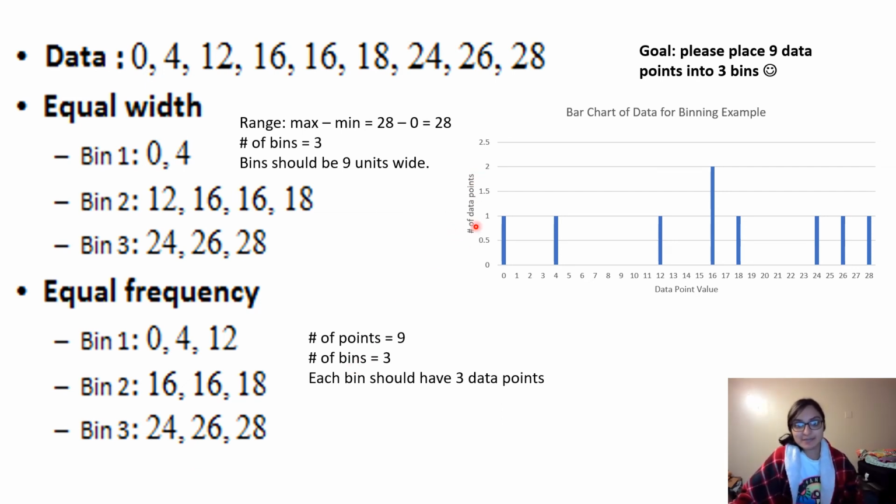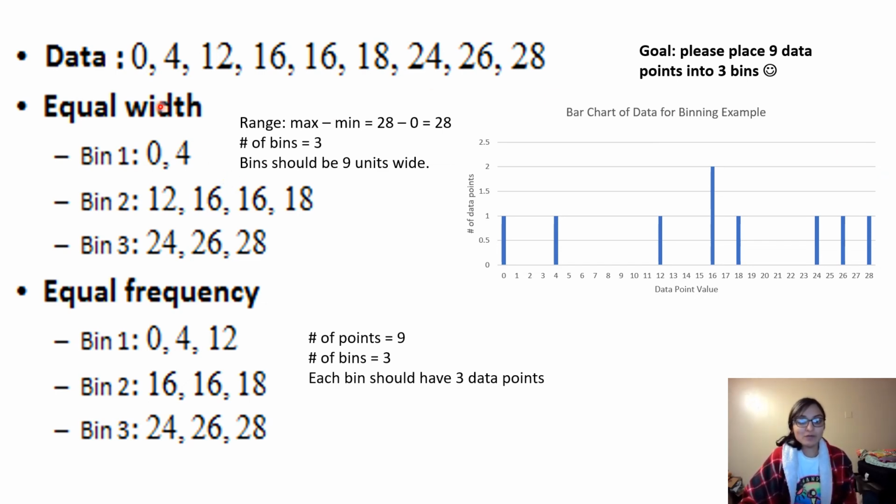This is the number of data points, and then this is the data point value. So we see 0, there's one data point for 0, there's one data point for 4, there are 2 for 12, so the count is 2, for 16 there's 1, for 18 there is 1, for 24 there's 1, for 26 there's 1, and then there's 1 for 28. And we want to place this into 3 bins.